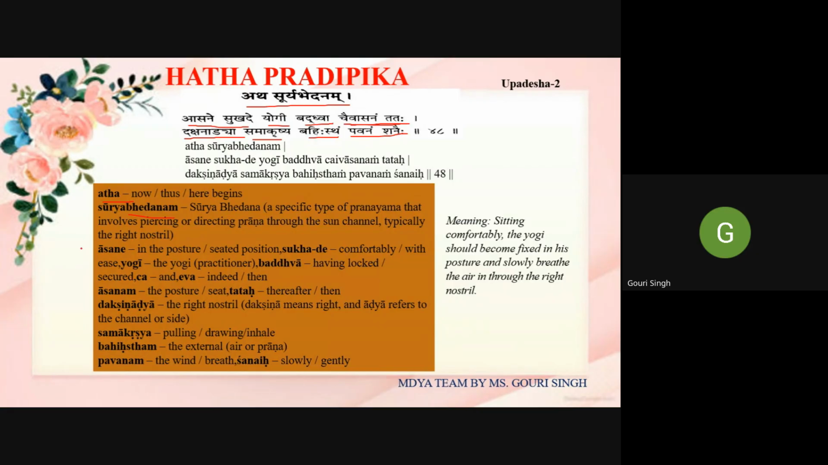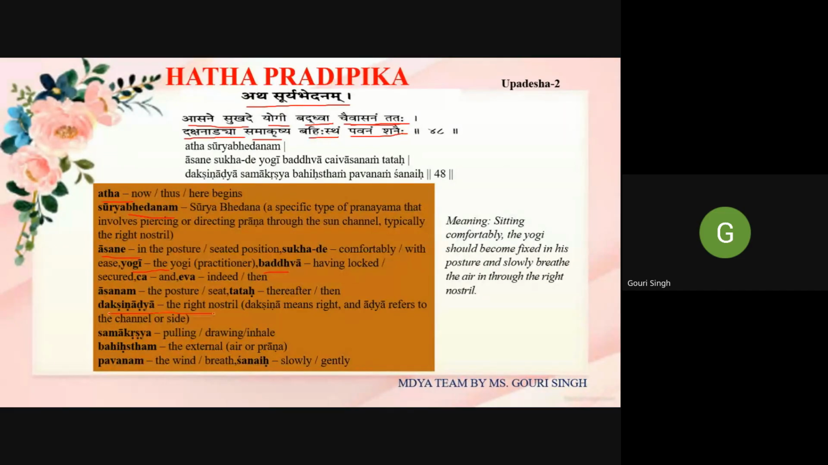But here, Swatmanam did not define any asana. He only said whichever is comfortable for you, or very easy for the yogi to be seated in for a long time, that should be adopted by the yogi. Badhva cha eva asana. Having sat in this posture, what one needs to do is Dakshina Nadi.